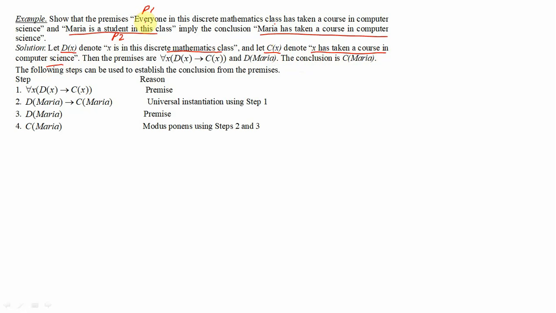Now the statement everyone, when I am using everyone, that means I am using universal quantification. Everyone in the discrete mathematics class has taken a computer science course. That means for all x, if x is in the class, then x has taken a computer science course. So I have for all x, Dx implies Cx. And then Maria is a student in this class. That means I'm using instantiation over here. Maria is an instance of Dx. That means D Maria.